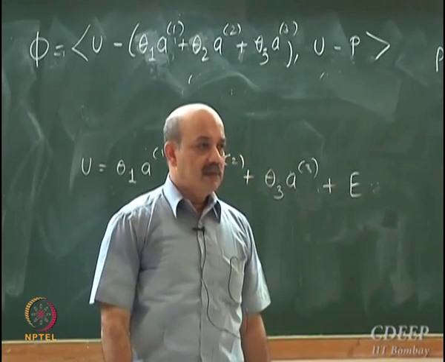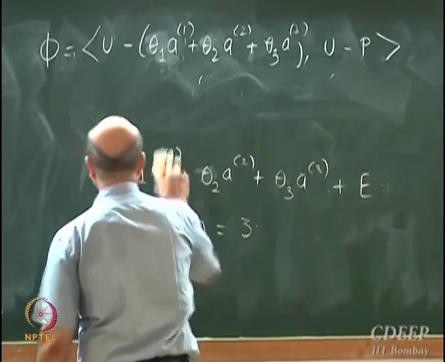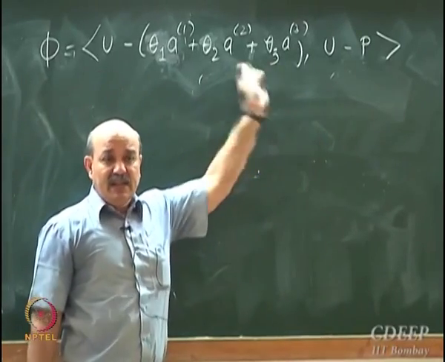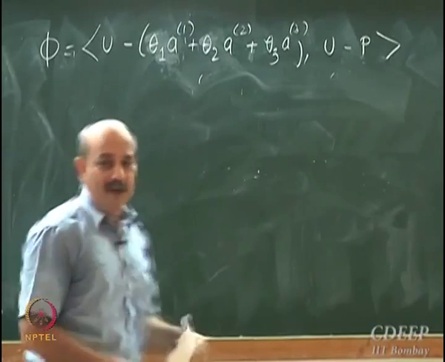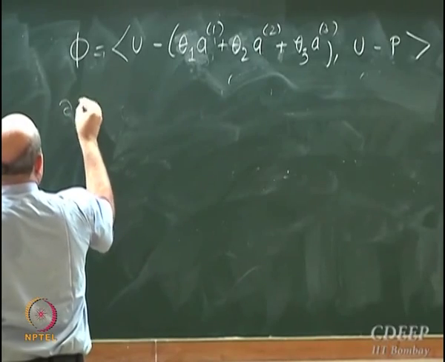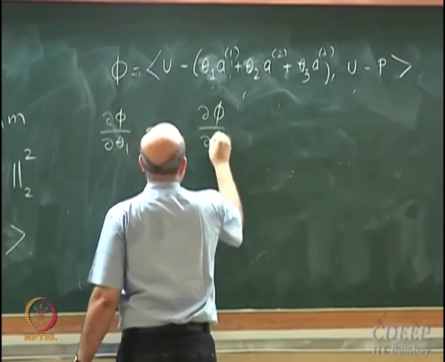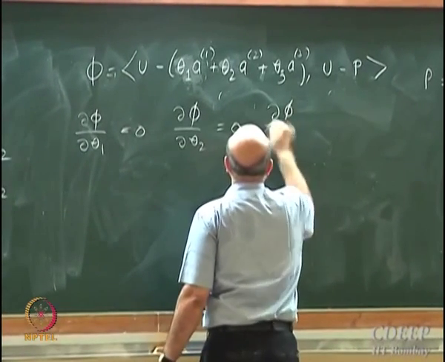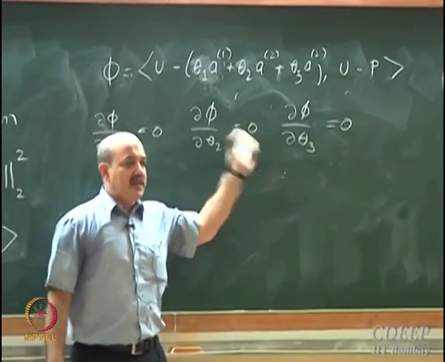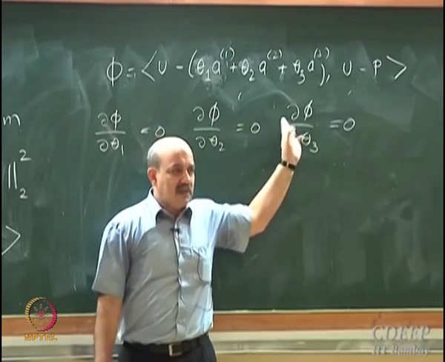Okay. Now, how do you find the minimum? What is the necessary condition? We'll have to expand this, but before expanding, let us apply the necessary condition. So my necessary condition for optimality is dou phi by dou theta 1 is equal to 0, dou phi by dou theta 2 is equal to 0, and dou phi by dou theta 3 is equal to 0. These are my three conditions. Is everyone with me on this?